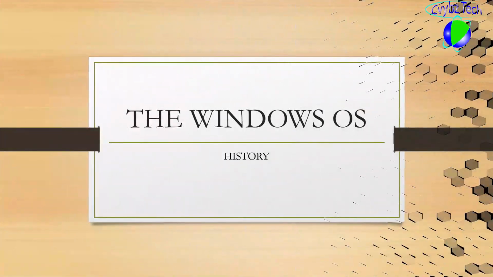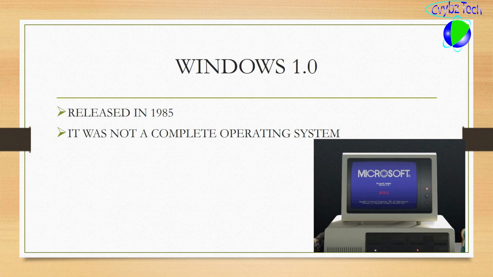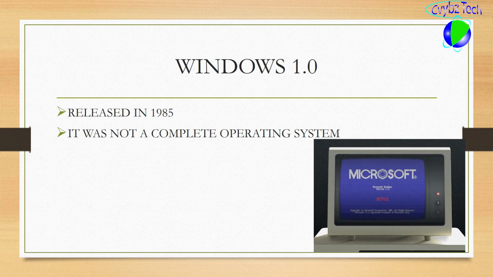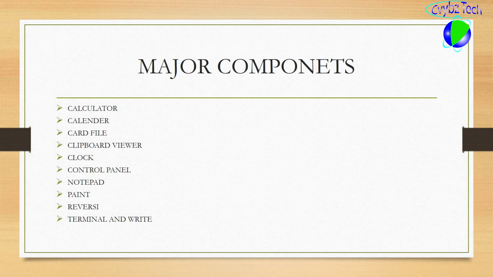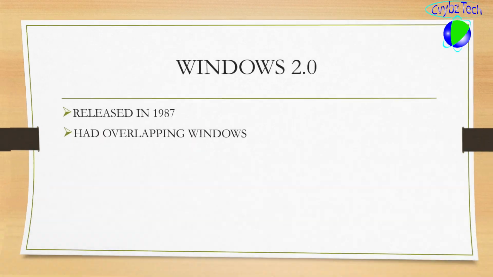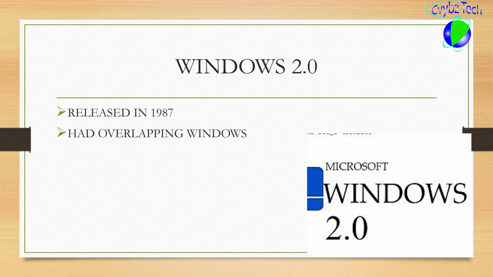The Windows OS history. Windows 1.0, released in 1985. It was not a complete operating system. Major components: calculator, calendar, card file, clipboard viewer, clock, control panel, notepad, paint, reversi, terminal and write. Windows 2.0, released in 1987, had overlapping windows.